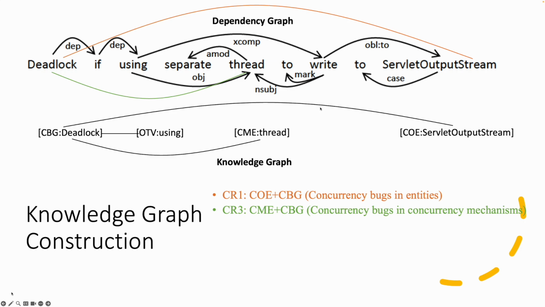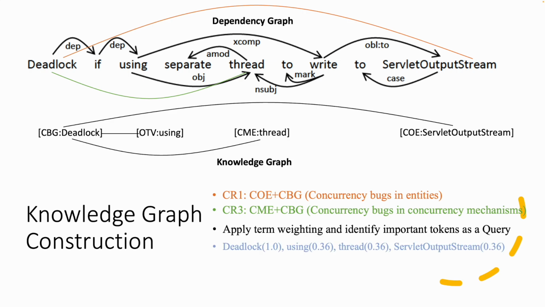We then use a term weighting algorithm like PageRank on the knowledge graph. Then each token in the knowledge graph will have a PageRank score. We select the important tokens according to the score as a search query. Finally, we apply the search query to the retrieval model to retrieve and return the ranking results.